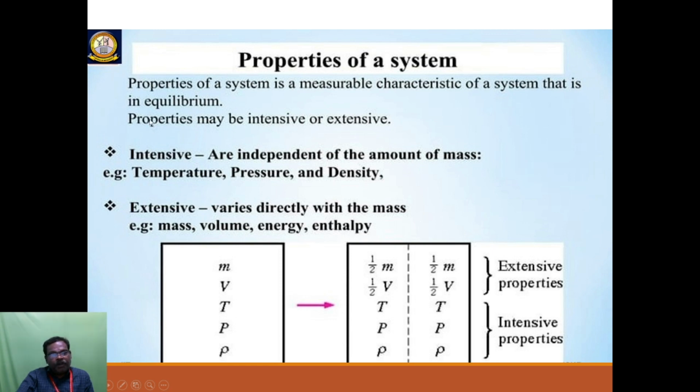So you have a property, meaning measurable characteristics. It is subdivided into two things. One is intensive and the other one is extensive. So intensive property means independent of mass. Examples are temperature, pressure and density. Extensive property purely depends on mass. The examples are volume, energy, enthalpy.